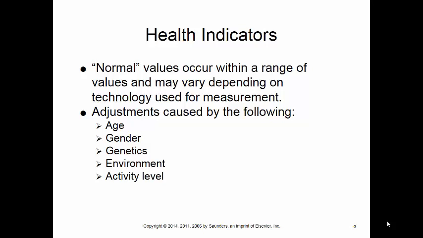We also need to make adjustments based on age. An infant is going to have slightly different normal values than an elderly person. There are some differences in gender. For example, with the hematocrit, we would expect a male's normal range to be a little different than a female's because of the menses. Genetics can influence this, the environment, and also the activity level, whether somebody is sedentary or more active.